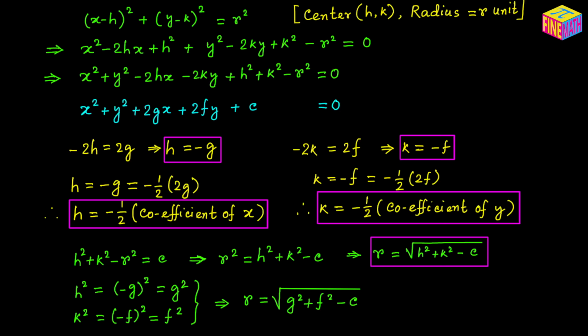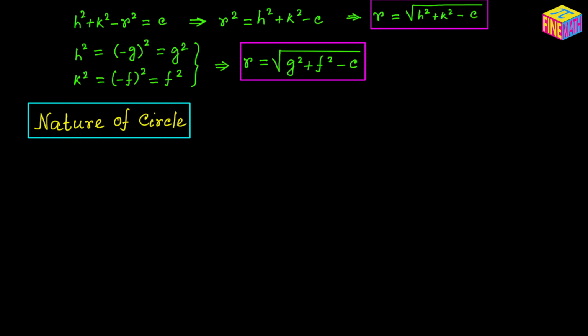So here is another form of the radius of the circle that can be written as square root of g squared plus f squared minus c. So now we see two forms for the radius of the circle. Next, let's talk about the nature of the circle. How can we determine what kind of circle it is based on the general equation of a circle?